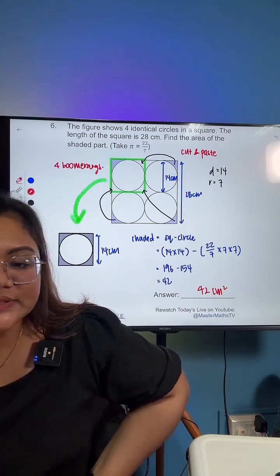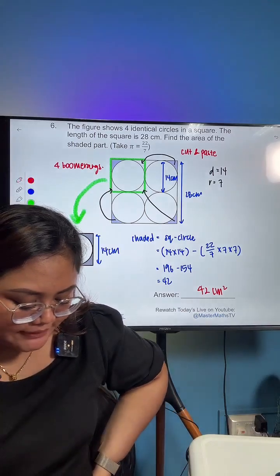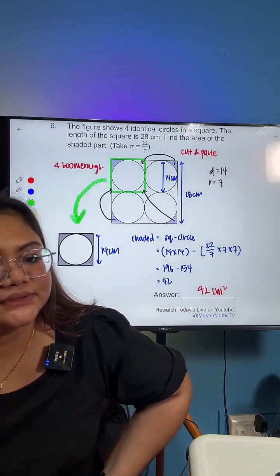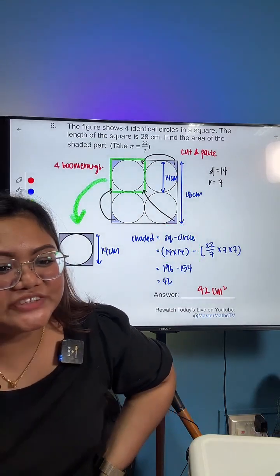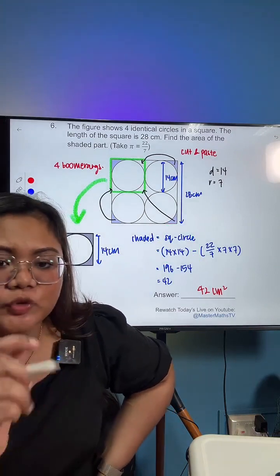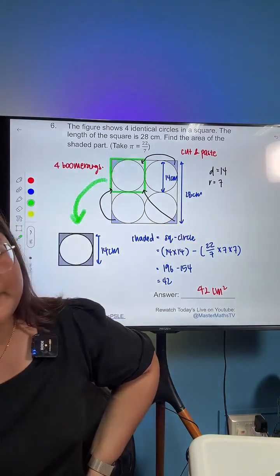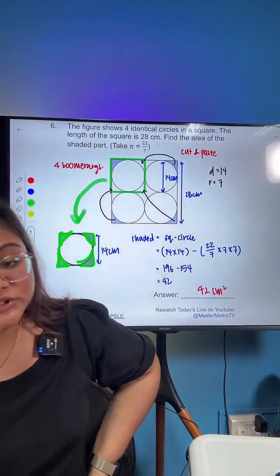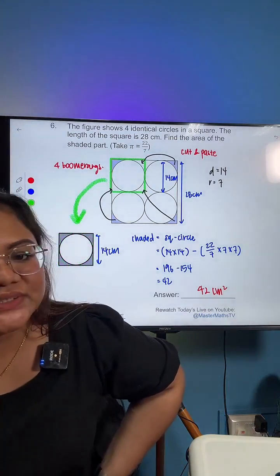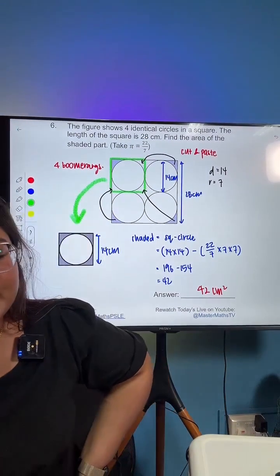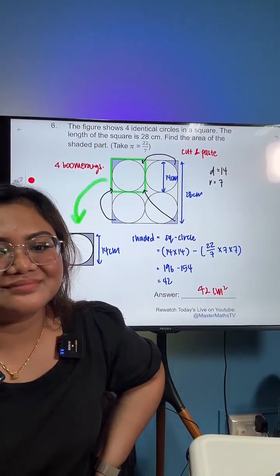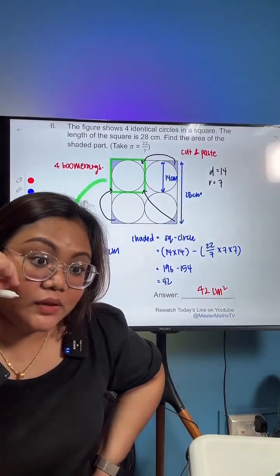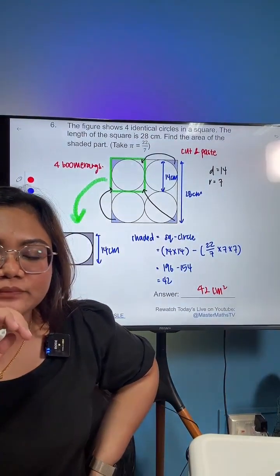Alright, everybody. This question is very short and sweet. We just take square, 14 times 14, minus circle, 22 over 7 times 7 times 7, that's all. So you don't have to look for one boomerang and then multiply by 4. You can combine all together to form such a figure, which is a square minus a circle. It is indeed 42. Everybody good? Any questions so far?